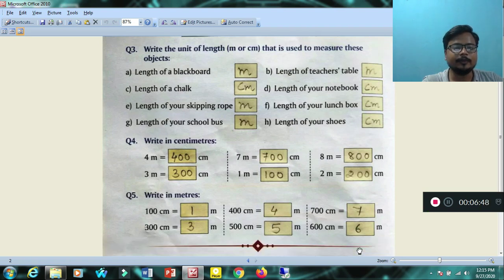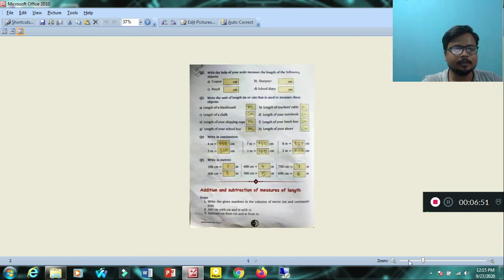So students, in this way you have to solve exercise 9.1 in your book.